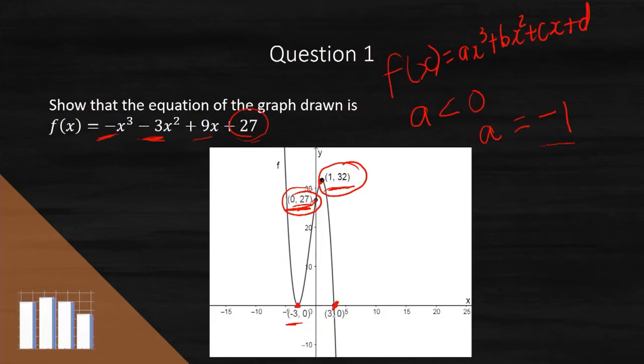So if we go back to the first part of the question where they said to us, show that the equation is f of x is equal to negative x cubed minus 3x squared plus 9x plus 27. When we compare what was given to you to what we found, we see that they all match up, and that makes us very happy because it means we've got full marks for this question. So finding the equation of cubic graphs is an important part of your calculus cubic functions.